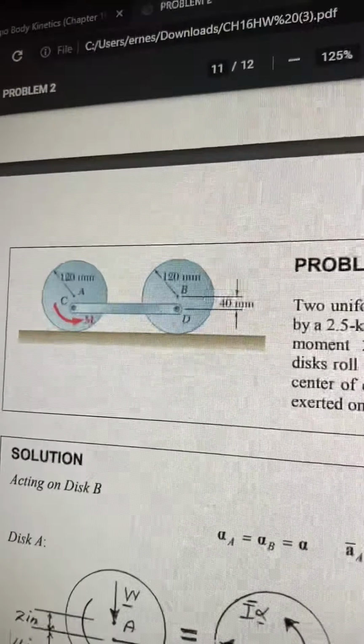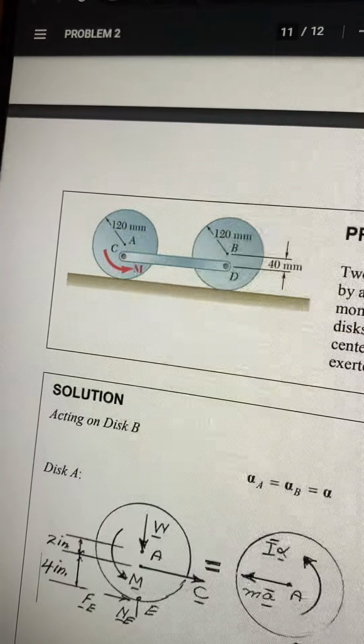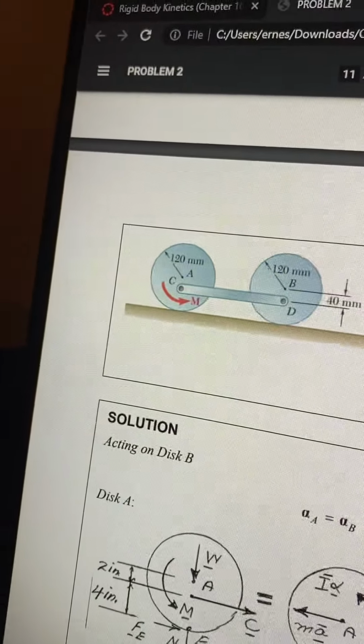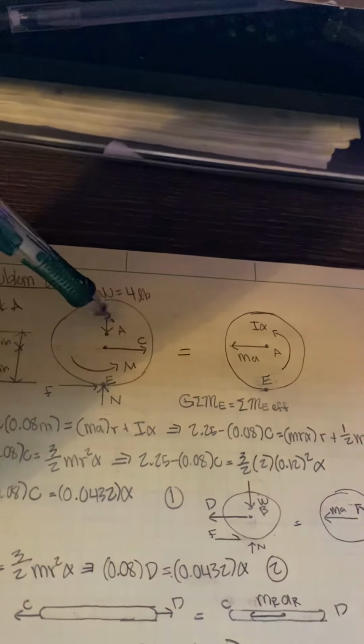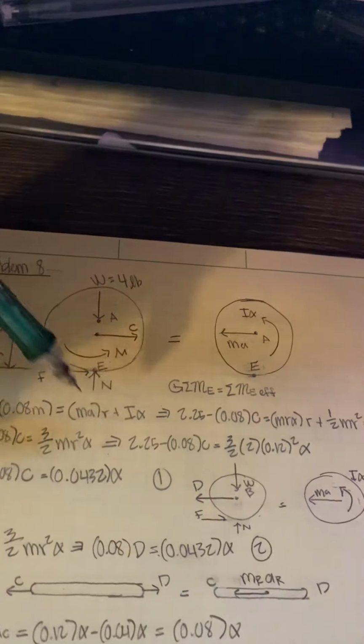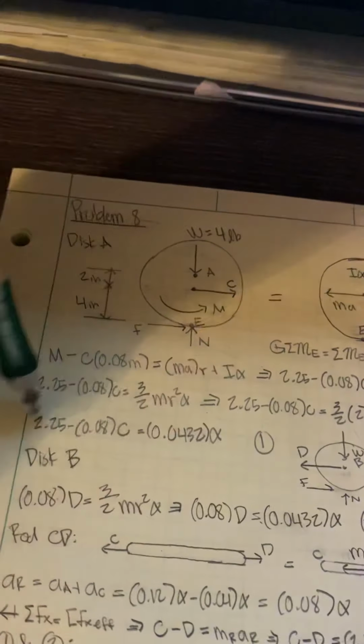And then for problem 8, we're given these 2 uniform discs, and it wants us to figure out the acceleration of the center of each disc, and also the horizontal component of the force exerted on the disc D by the pin B. So this is disc A, our free body diagram, which is equal to this right here, which we've been doing for every single problem. Get the sum of moments at point E. E is the very bottom of the disc. This is what we do right here. And then while simplifying it, we get this equation.